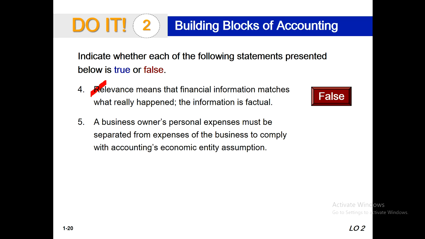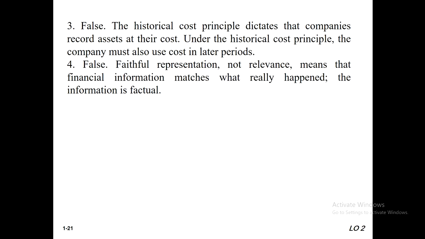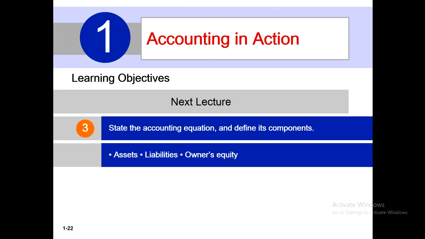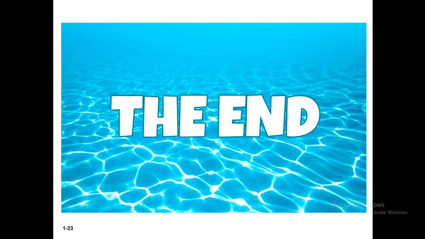A business owner's personal expenses must be separate from the expenses of the business to comply with the economic entity assumption. Yes, this must be true. Yes, true. False and true, false. Thus, these are the explanations. In the next lecture I will discuss the steps of the accounting equation and define its components, that means assets, liabilities, and owner's equity. End. Thanks.